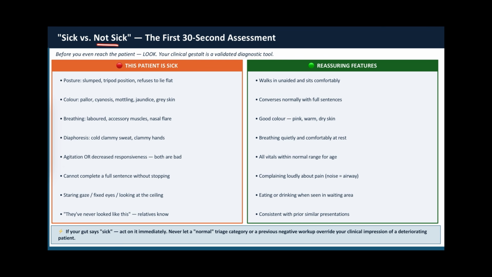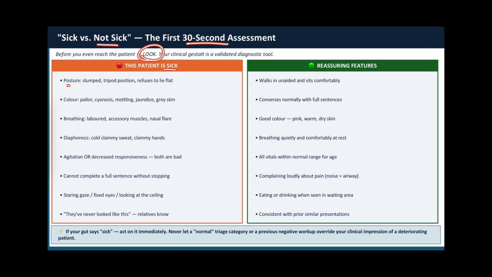Sick versus not sick: the first 30-second assessment. Before actually taking a history, before actually examining a patient, simply look at them. Within the first 30 seconds, you should be asking yourself one question: is this patient really sick? Experienced emergency physicians often develop this instinct over years of practice, but it is really based on recognizing patterns.